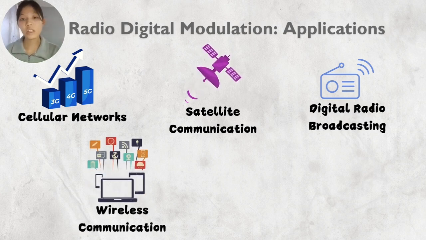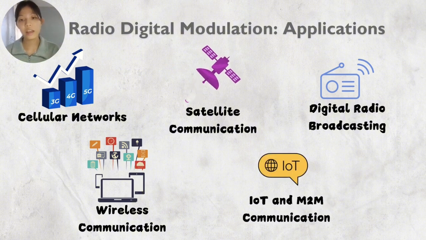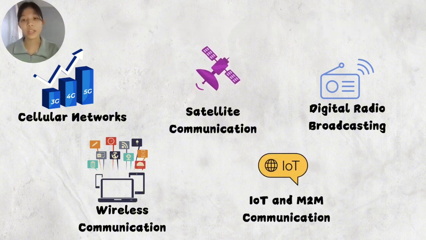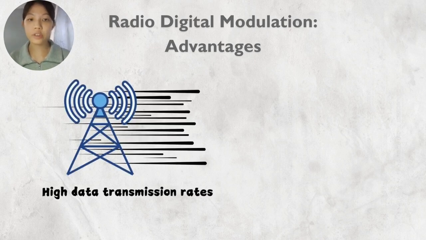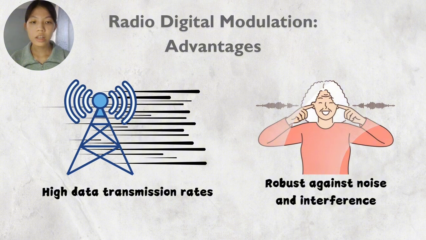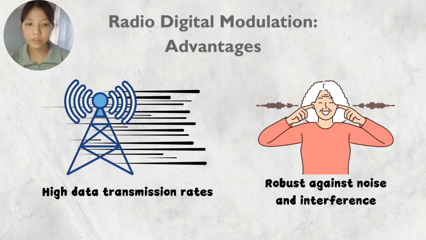And for the application in IoT, Internet of Things, and M2M, which is machine-to-machine communication, the advantage of radio-digital modulation is high data transmission rates. This is essential for applications such as video streaming, online gaming, and real-time communication, where speed and reliability are very critical. Secondly, unlike analog systems, radio-digital modulation is robust against noise and interference. This robustness ensures clear and reliable communication even in challenging environments such as crowded urban areas.